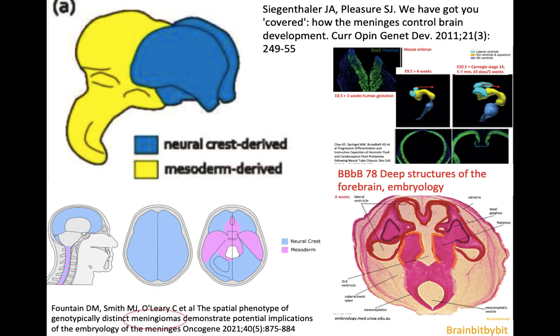It was shown a little more than 10 years ago that the meninges covering the forebrain, so the cerebral hemispheres, are derived from the neural crest, and that the meninges covering the brainstem are derived from mesoderm. This is a more recent article from 2021, where you can also see the parts derived from neural crest and mesoderm in purple. In the spine it becomes a little more complex, and we're going to look into this in more detail when we discuss meningiomas in a few videos.